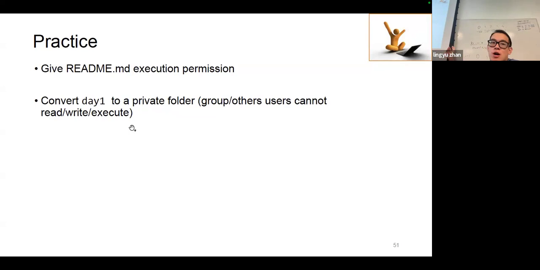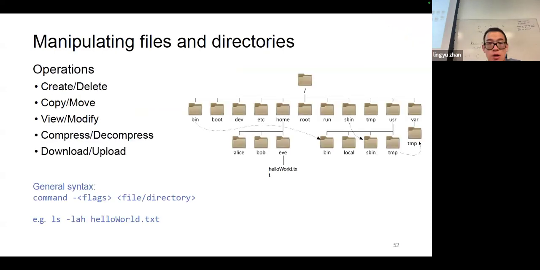Okay, has everyone tried to convert the day one folder to a private folder? Just do either 700, or you can do the minus, the minus X. You can do minus RX, so you're removing both read and executable permission for that group. Any questions? No? Okay.